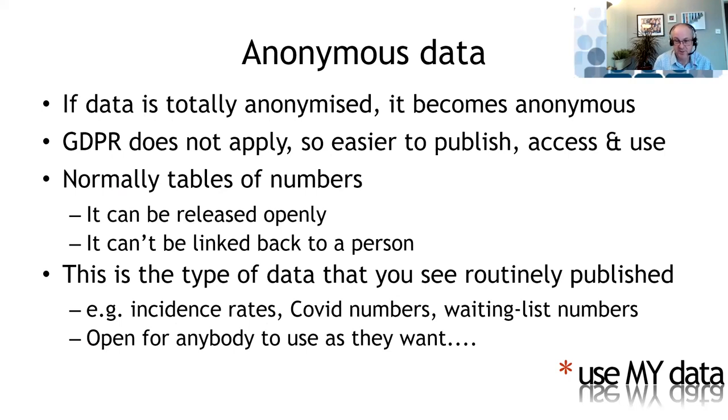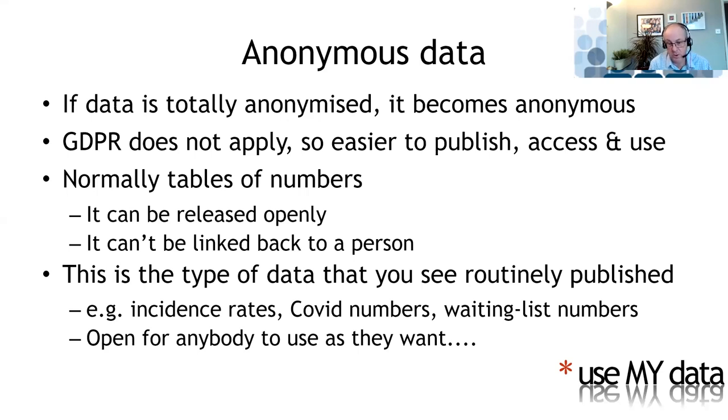Which takes us to anonymous data. This is easier in a way because if data is totally anonymized, if there is no way back, it becomes anonymous. That's the picture of the cloud, the stick people in the figures, the numbers. GDPR does not apply in this case, so it's much easier to publish. In fact, government bodies who produce statistics are mandated to publish routinely available statistics. That's their job. So that's the domain they're in. They're routinely publishing anonymous data. Normally tables of numbers, tables of counts. You can release it openly. It can't be linked back to any person because it's just a number. It's just a jumble of stuff. And that gets routinely published.